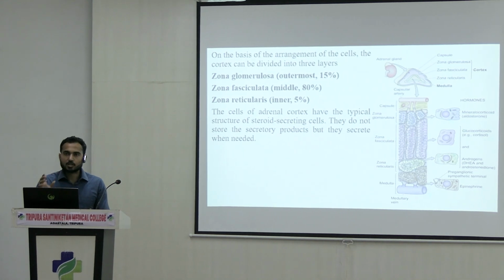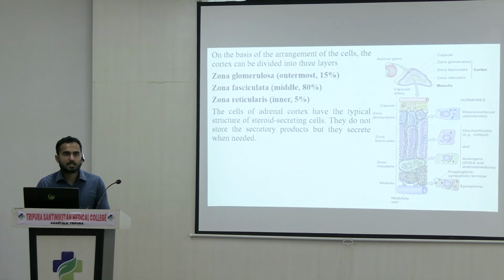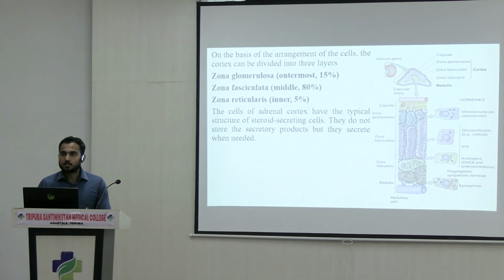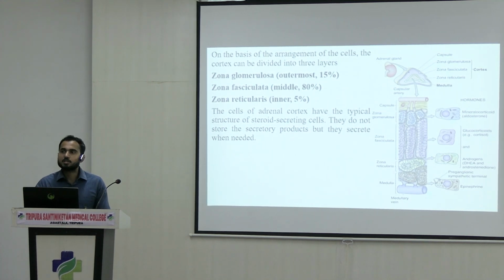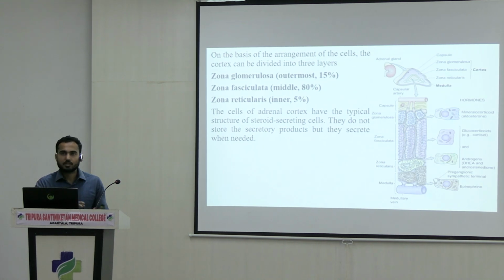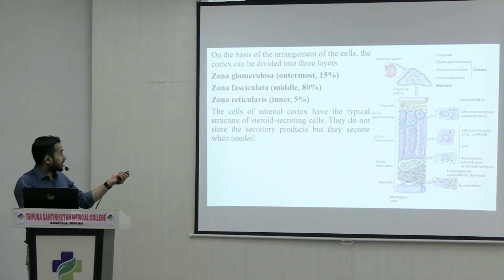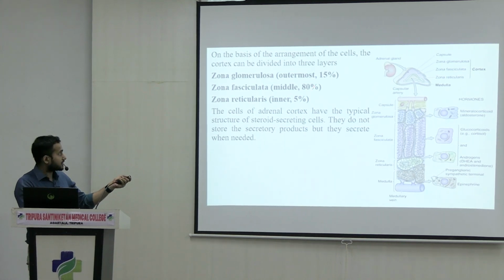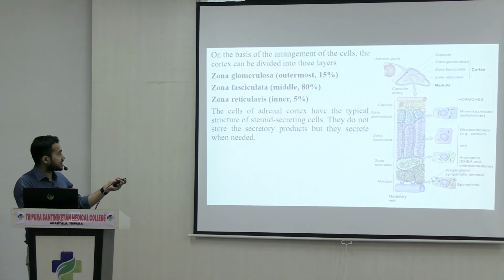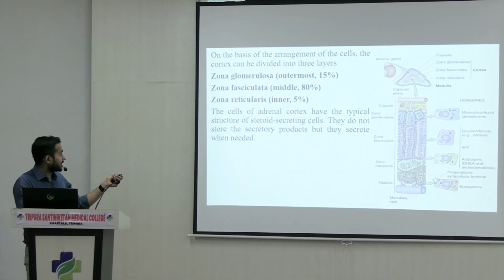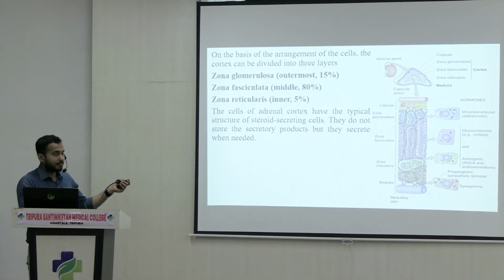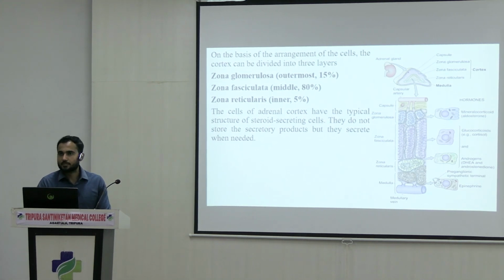If you see the cells of the cortex, they are in the form of cords, and in between the cords, sinusoids are present. Next, depending on the arrangement of the cells in the entire cortex, it is divisible into 3 parts. What are they? The outermost part is the zona glomerulosa, where 15% is occupied. Then the middle part is called zona fasciculata. 80% is occupied by this. That means this is the largest part of the cortex. And the inner part is called zona reticularis. Only 5% of the cell population is present.